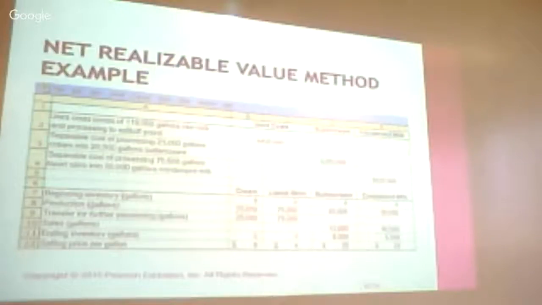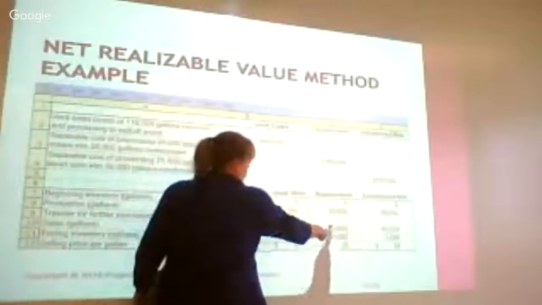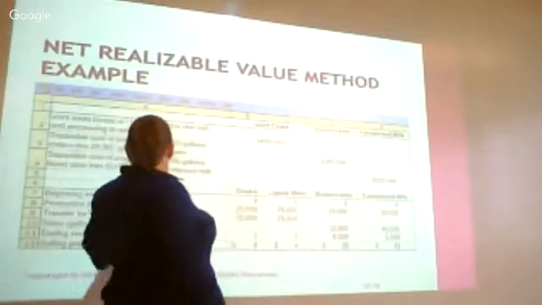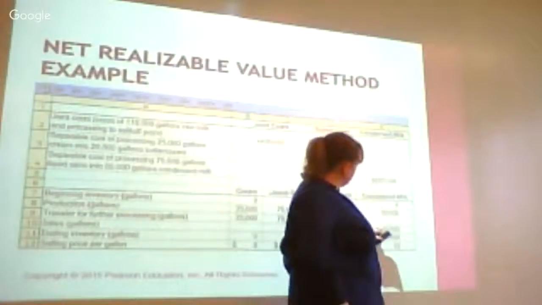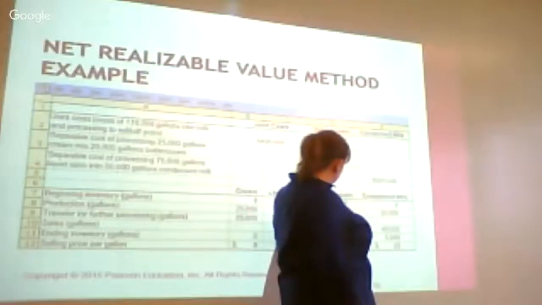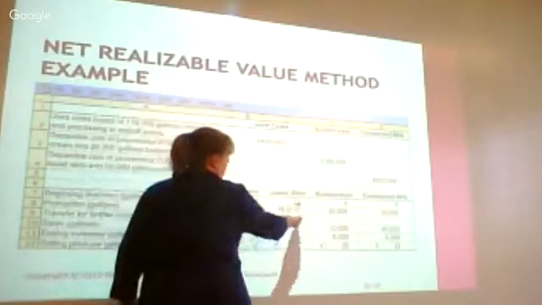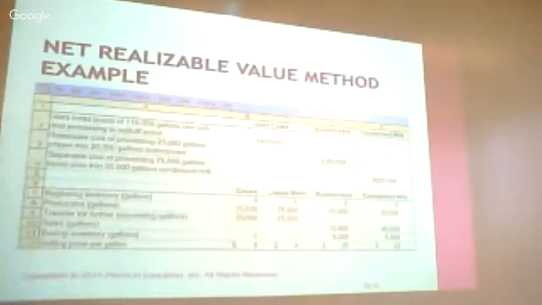Okay? We had no beginning inventory. We had production of 25, 75, 20, and 50. Transferred to further processing. So basically what this means is we transferred these out to make these. And so my ending inventory, my sales gallons were 12,000 of buttercream and condensed milk of 45,000. And then that means my ending inventory is 8 and 5. Okay? We don't have anything here because why? We transferred it out to make this stuff.